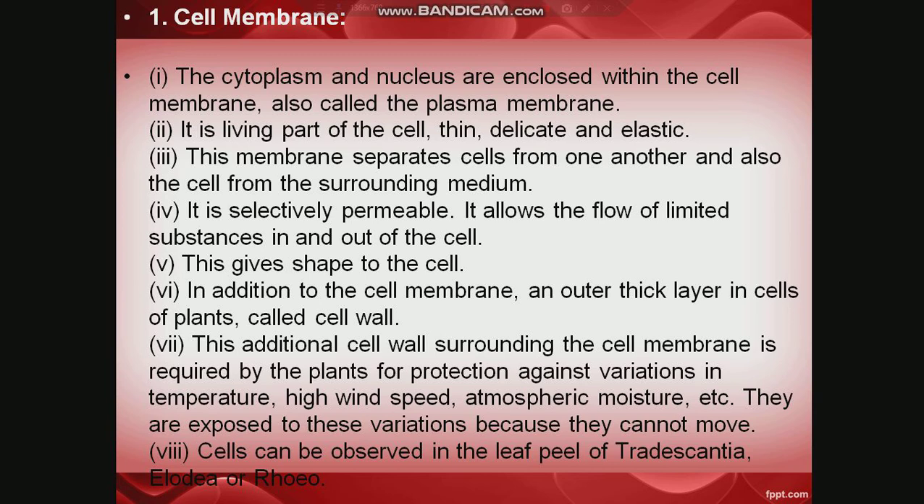In addition to the cell membrane, an outermost thick layer is present in the cells of plants, which is called the cell wall, and this additional cell wall surrounding the cell membrane is required by the plants for protection against variations in temperature, high wind speed, atmospheric moisture, etc. They are exposed to these variations because they cannot move, and cells can be observed in the leaf peel of Tradescantia, Elodea or Rheo leaf.